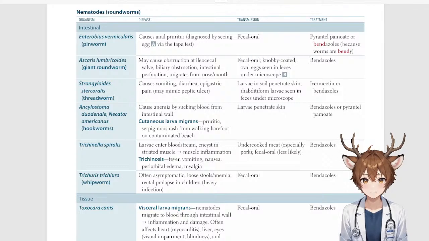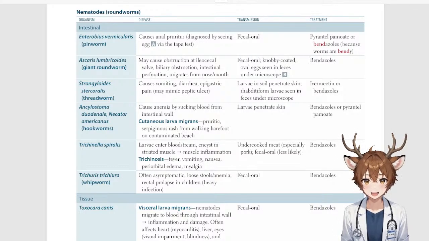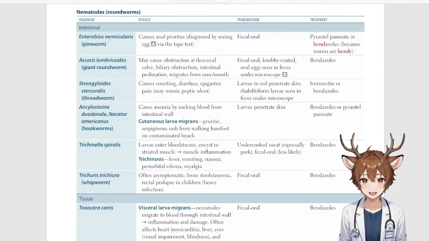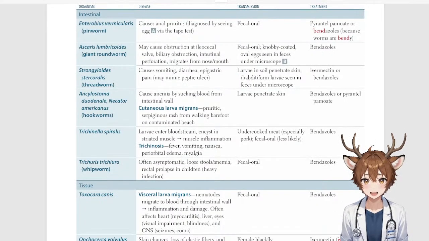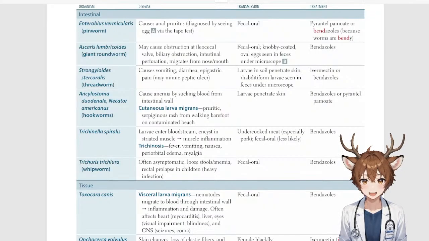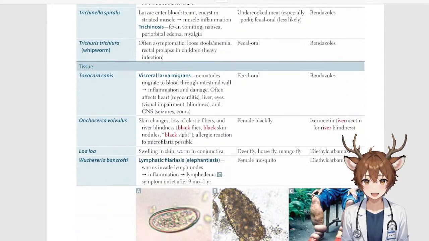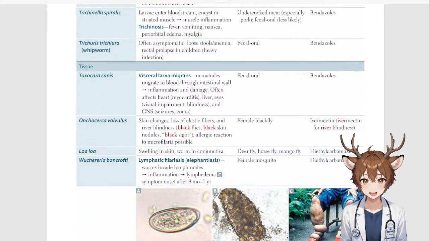What about Trichuris trichiura, which is whipworm? Often asymptomatic, loose stools, anemia, rectal prolapse in children. It's spread fecal-orally, and you treat it with benzimidazoles. Just bear in mind, benzimidazoles are a very common go-to for some of these diseases, for this category of disease, nematodes that are intestinal.